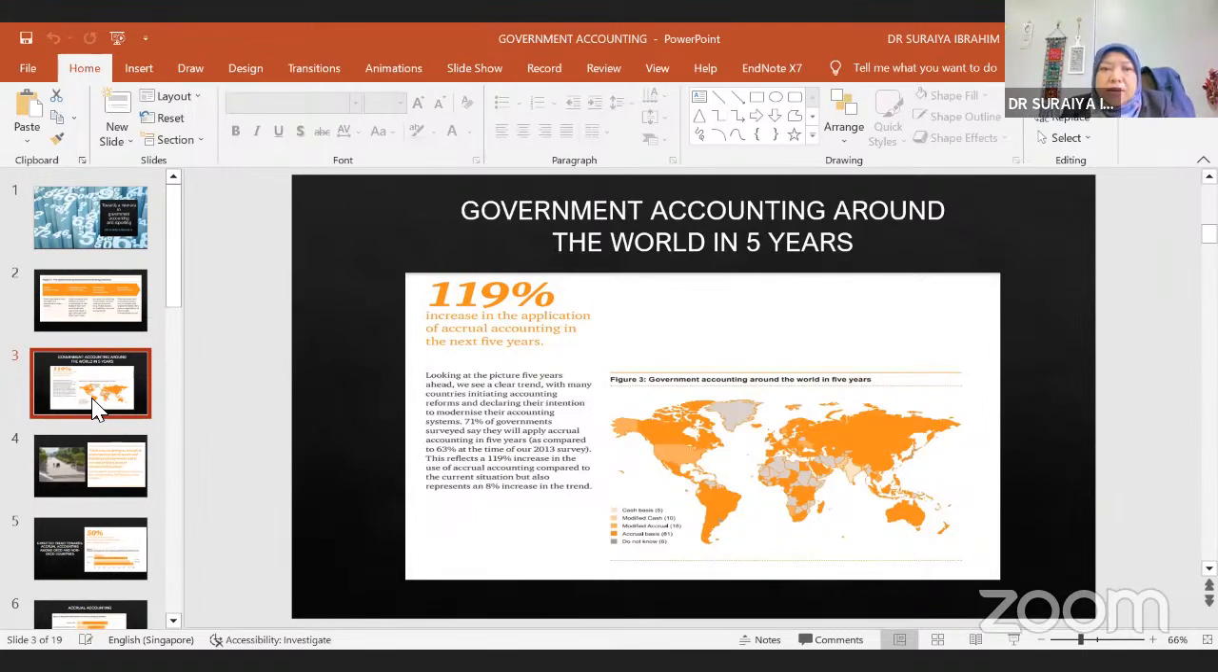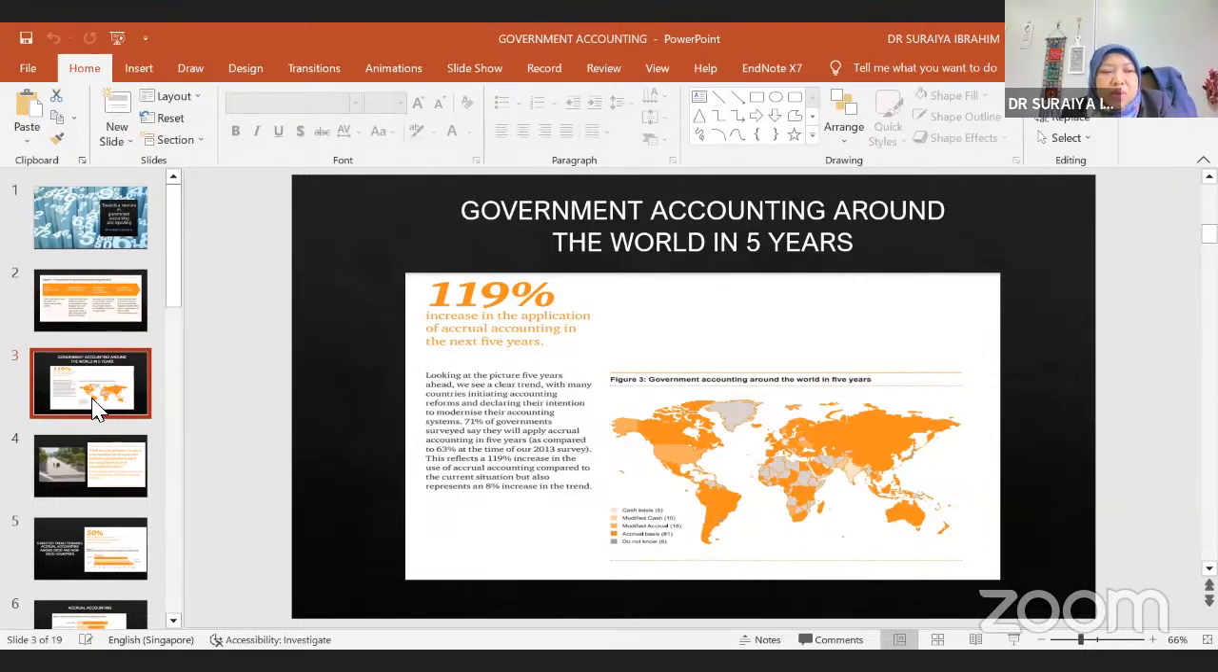All right, so looking at this picture, figure three, government accounting around the world in the 5 years here, we see a clear trend with many countries initiating accounting reforms and also declaring their intention to modernize their accounting system. So 71% of governments surveyed say that they will apply accrual accounting in 5 years, as compared to 63% before 2013. This reflects the 119% increase in the use of accrual accounting compared to the current situation, but also represents an increase of about 8% in trend.